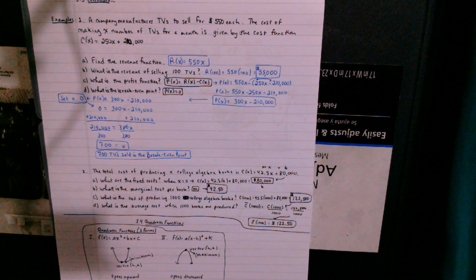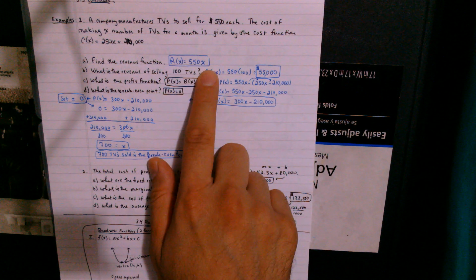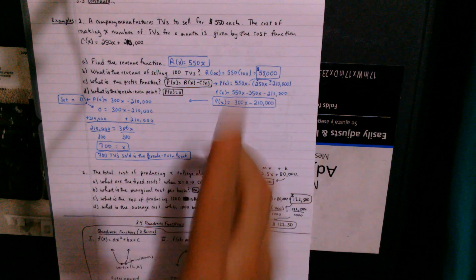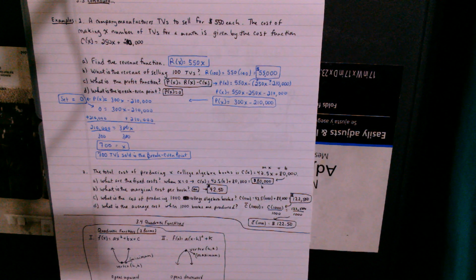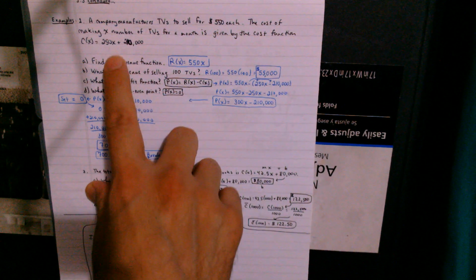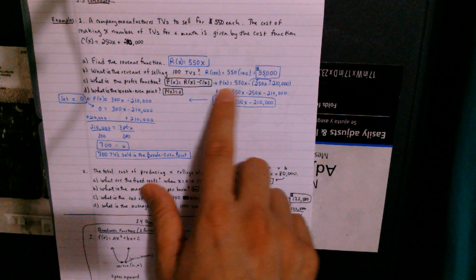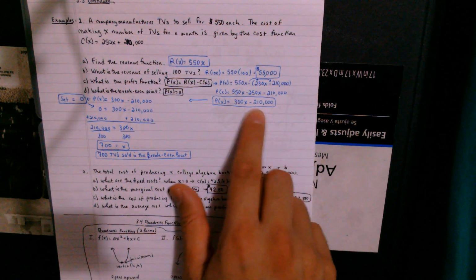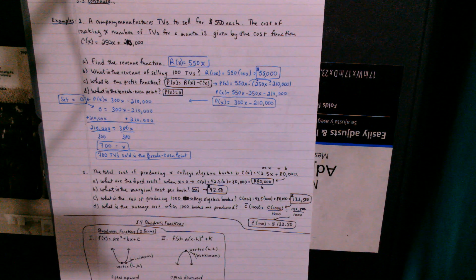What's the revenue of selling 100 TVs? Well, you just plug in 100 into part A, when X is 100. That tells you how much you make from 100 TVs. What is the profit function? Well, it's the revenue function minus the cost function. So you subtract, distribute the negative, and combine like terms. There is your profit function.